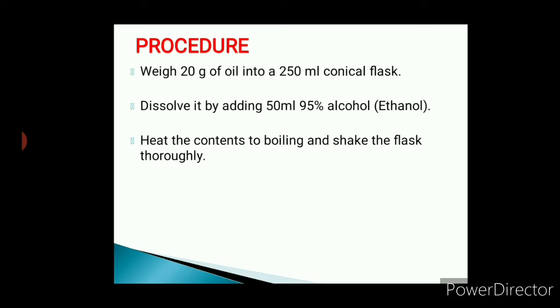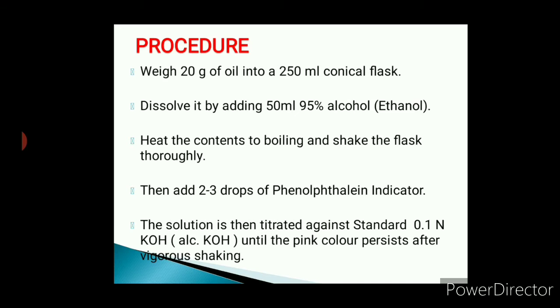Heat the content to boiling and shake the flask thoroughly. Now, this is a standard procedure. Here we can take 20 gram of oil. We have to use 50 ml of alcohol to dissolve it. So you can reduce the quantity of weight of oil, and in a similar way you can reduce the quantity of the ethanol also. Then add 2 to 3 drops of phenolphthalein indicator.